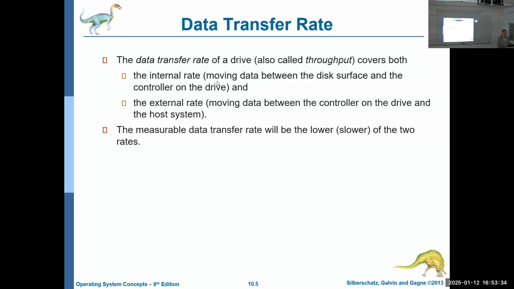The data transfer rate of a drive, also called the throughput, covers both the internal rate, moving the data between the disk surface and the controller on the disk. In other words, when the operating system speaks to a disk, it doesn't speak directly to the disk. There's a little program that it speaks to, and we call it the controller. And that controller is like the agent, the interfacing agent between me, the operating system, and you, the disk drive.